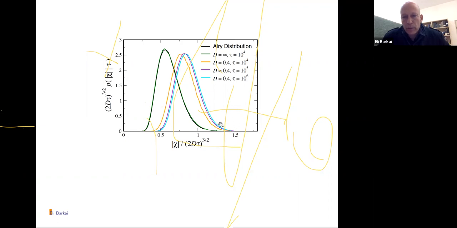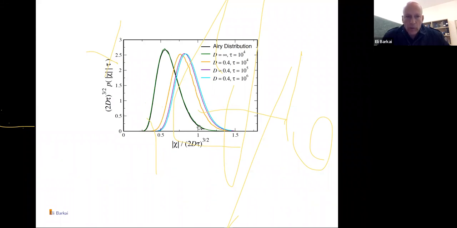This is in our papers, but this is the distribution for different Ds. For D equal infinity, this is what is known in mathematics. This is the Airy distribution. And this is for different Ds. These are these functions, and you see the nice scaling with 3/2. You see here the collapse of data. So this is how it looks.